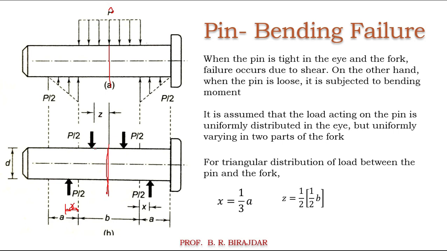And this distance Z, what is Z? From the center to this distance. Initially it is B, the half distance is B by 2, and Z is half of that B by 2. Therefore we get 1 by 2 into B by 2, so we get B by 4. This is Z. So we know the distances Z and X.